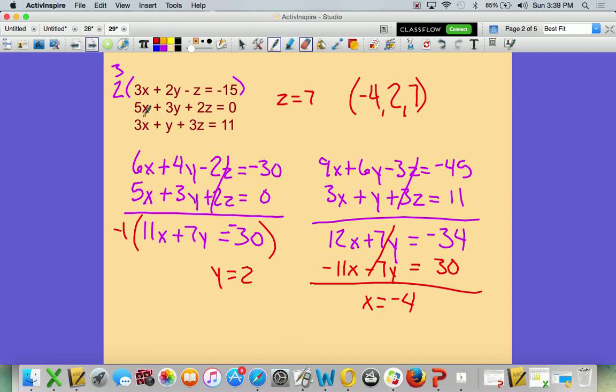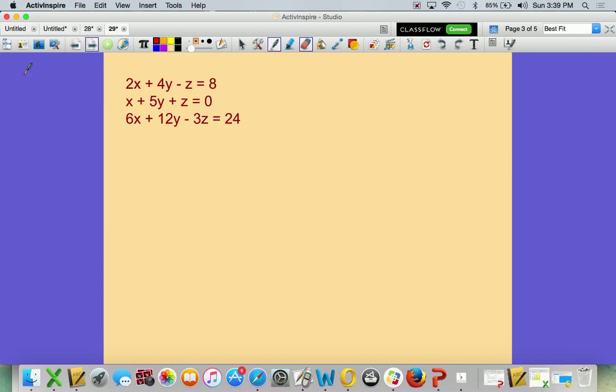Let's check it. Negative 20 plus 6 is negative 14, plus 14 is 0. Negative 12 plus 2 is negative 10, plus 21 does give us 11. So there is our correct answer there. Make sure you plug it into all of them to make sure that you have the correct answer.